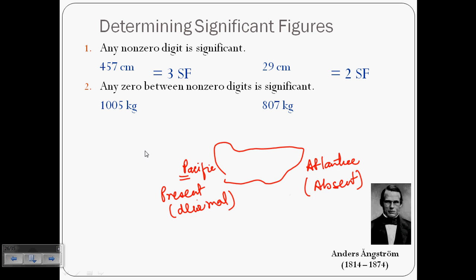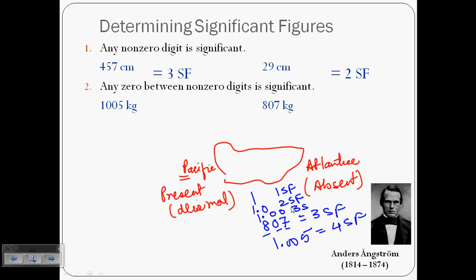So when you're given a number like 807, you first look: is there a decimal present? No. If it is absent, then you start from the Atlantic side, from the first non-zero number, and count every number after that. So it has 3 significant digits. How about 1.005? Does it have a decimal present? Yes. Then you start counting from the Pacific side, from the first non-zero number, and count everything. So it has 4 significant digits. How about 1? It has 1 significant digit. How about 1.0? It has 2 significant digits. How about 1.00? It has 3 significant digits.